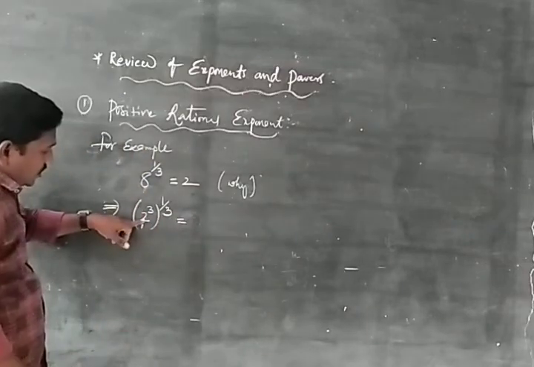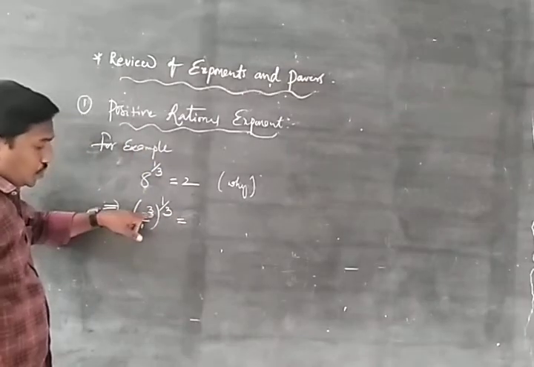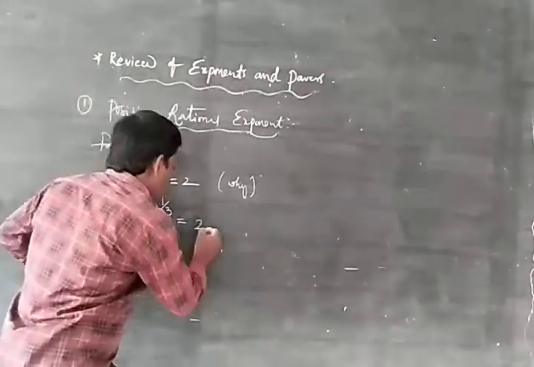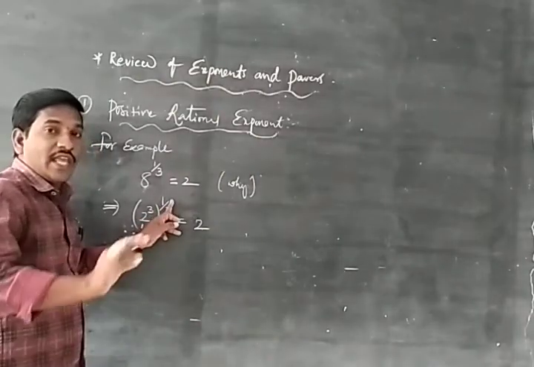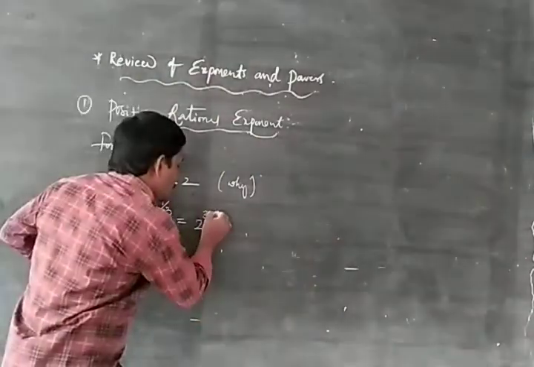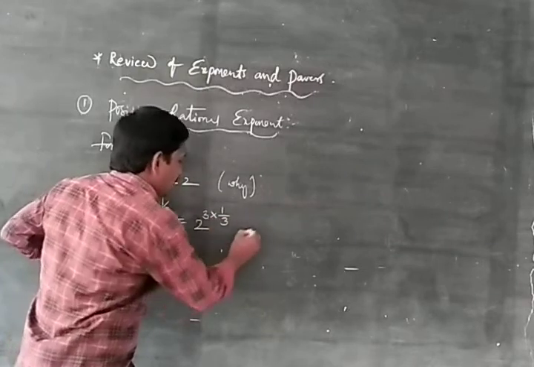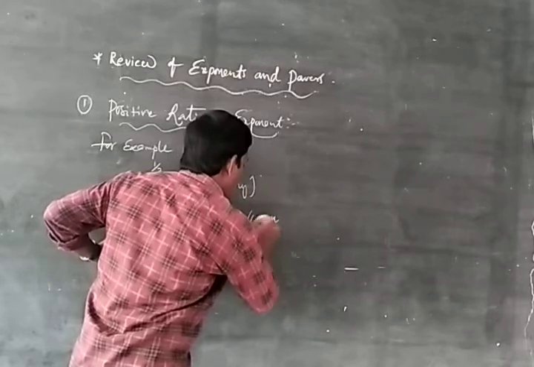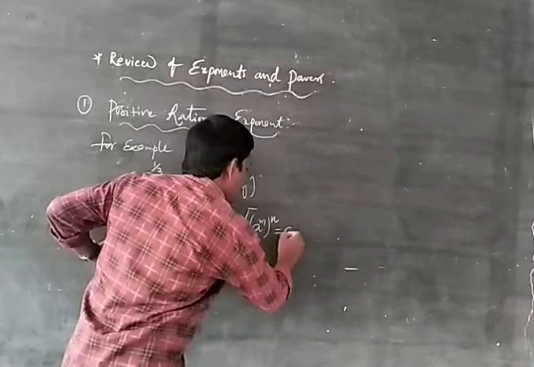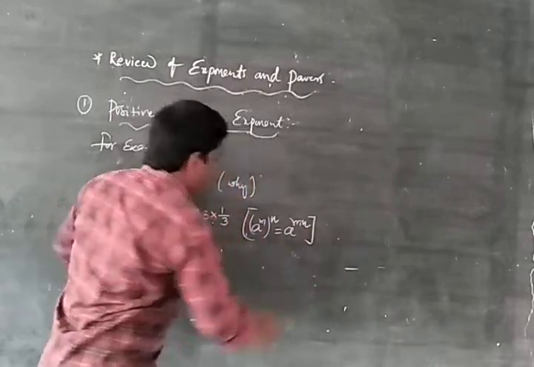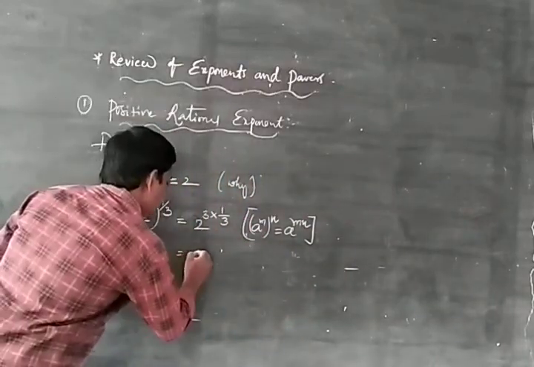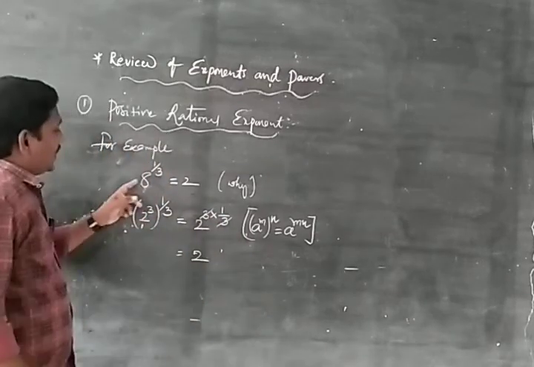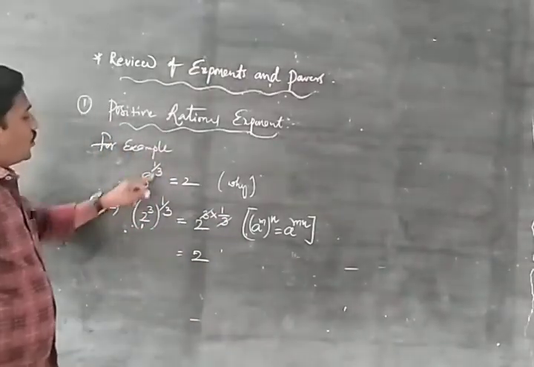Now, this is (2 cube) whole power 1 by 3. Apply the formula: (a power m) whole power n equals a power mn. That means 3 into 1 by 3. What is the formula we have to use? (a power m) whole power n is a power mn. So the 3s cancel, and we get 2. That means 8 power 1 by 3 equals 2.